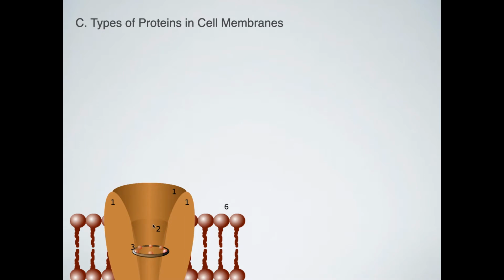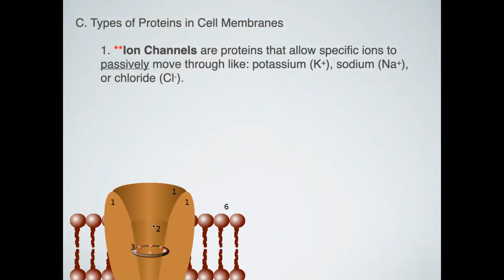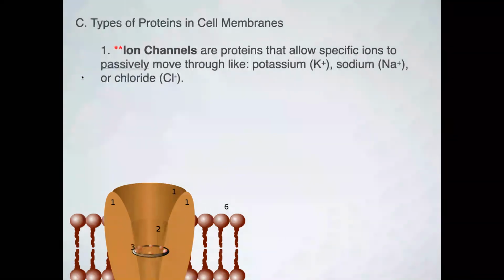And so there are two main types of protein channels. We're going to talk about two of them today, and then we'll talk about subcategories in a second. The first ones are called ion channels. Ion channels are proteins that allow specific ions to passively move through the cell membrane. When we say passively, what we mean is that no energy needs to be utilized in order for this to work. So we're talking about things like potassium ions or sodium ions or chloride ions.